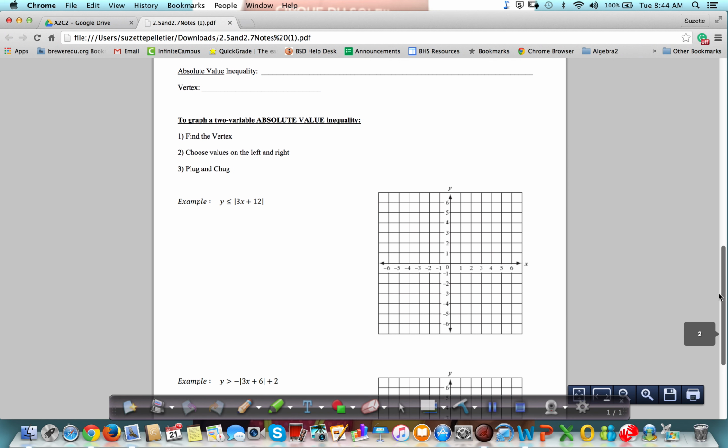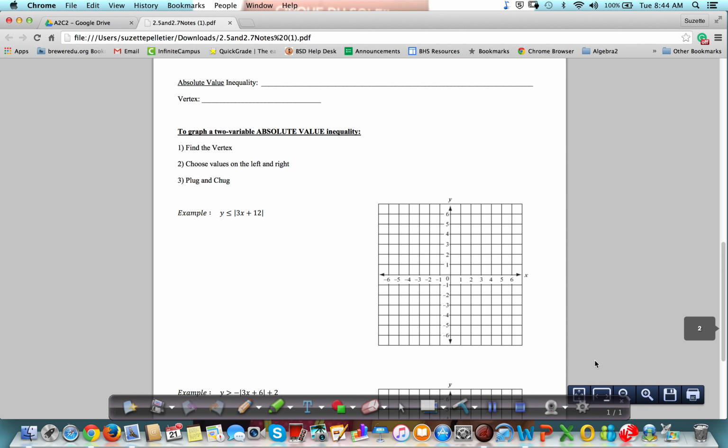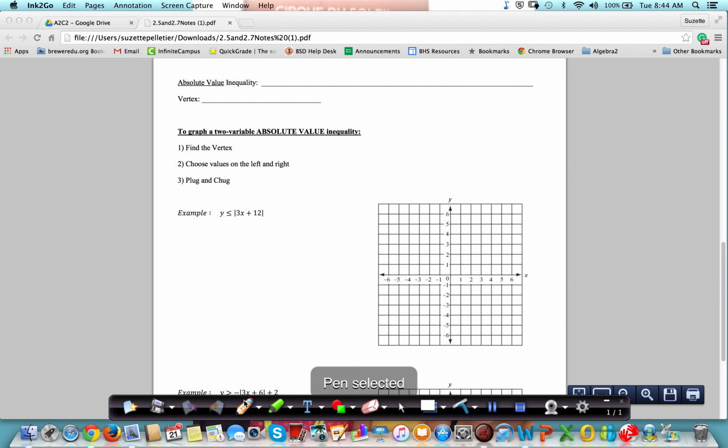Absolute value inequality. So now we're going to be doing an absolute value. Let's see if we can do this. So think back to when we were doing absolute value just the other day. The absolute value inequality is an absolute value function bounded by a line.